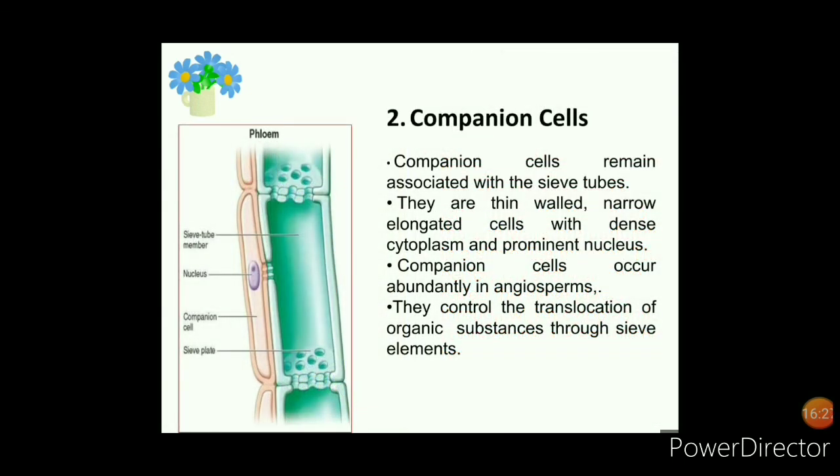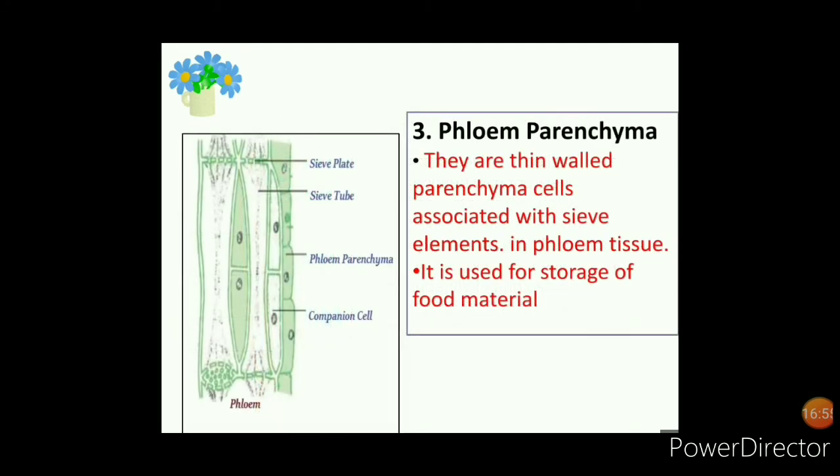The second component of phloem is companion cells. These cells remain associated with sieve tubes. They are thin-walled, narrow, elongated cells with a dense cytoplasm and prominent nucleus. Companion cells occur abundantly in angiosperms. They control the translocation of organic substances through sieve elements.